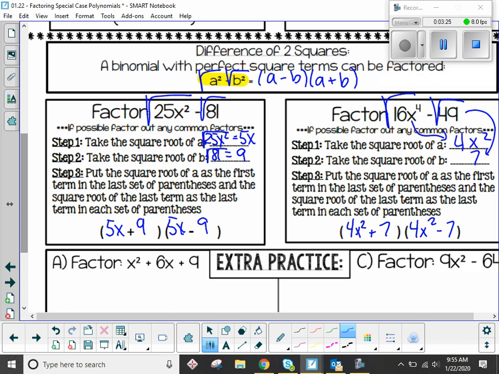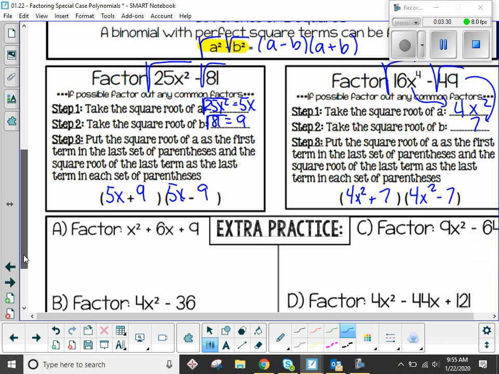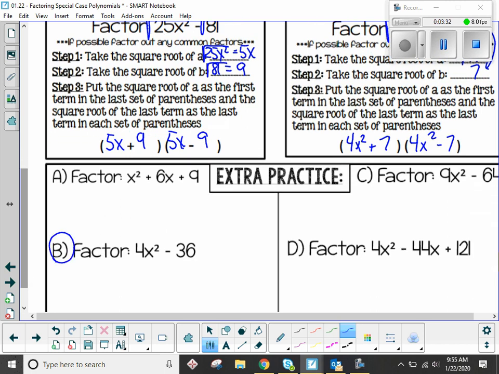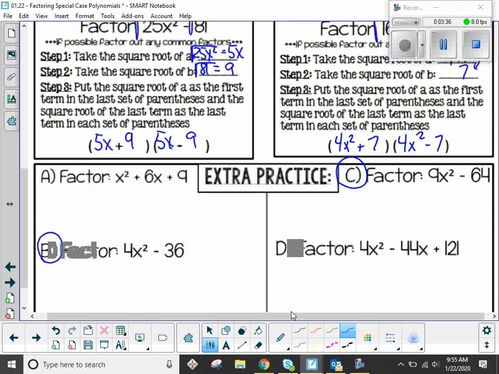That's it. You try on the bottom practice examples, it's this one B and this one C, but this one has a GCF to pull out first. So pull out the GCF before you do the shortcut formula. So try that for just a second.